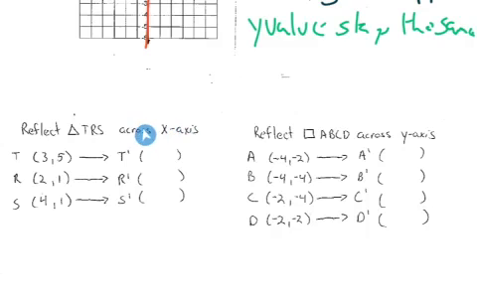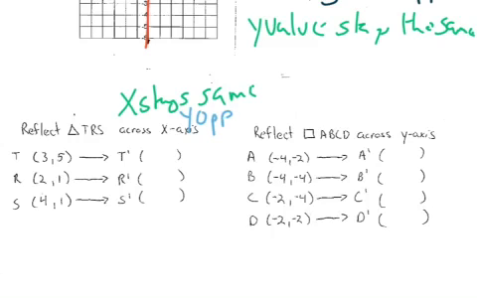I'm reflecting across the x-axis. Well, that means x stays the same, and y goes to the opposite. So my x's are all going to be the same. So it's going to be 3, 2, 4. What happens to my y values? They're all going to go the opposite. -5, -1, -1.